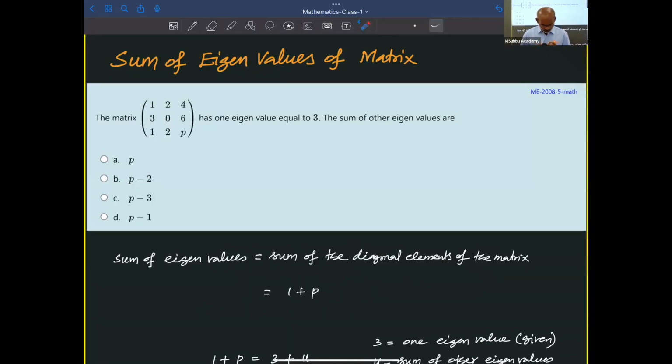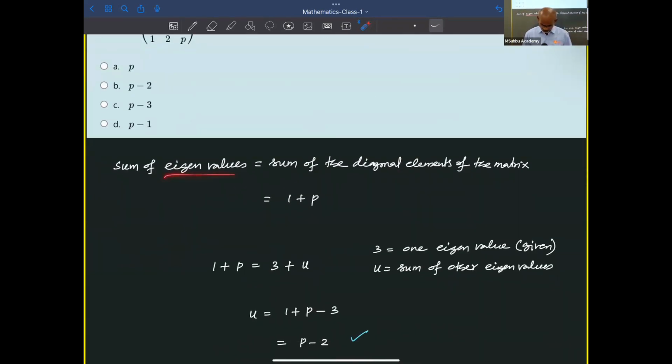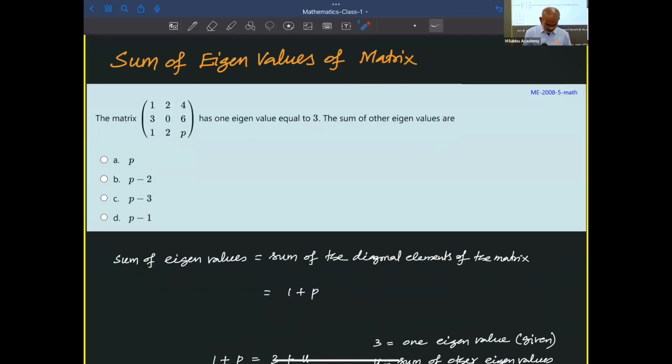Again, the sum of the eigenvalues is asked. We have a matrix with an unknown parameter p given. What is the sum of the eigenvalues? One of the eigenvalues is given. We are going to get three eigenvalues, out of which one is given, so you have to report the other two in terms of this parameter. The sum of the eigenvalues is the sum of the diagonal elements. Here the diagonal elements are 1, 0 and p, so the summation is simply 1 plus p.